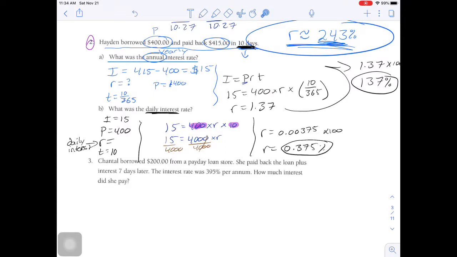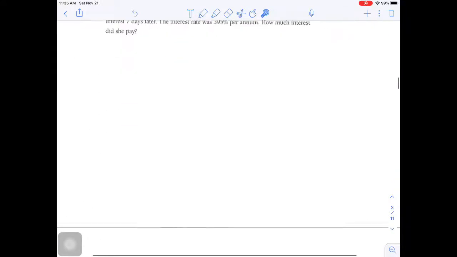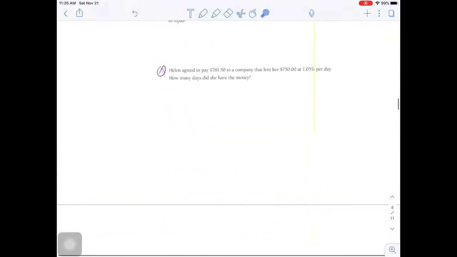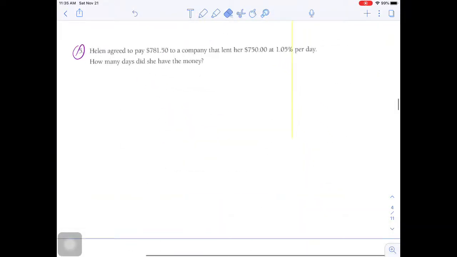Okay, so remember, in this formula, for T, you have to think about what R is. Is R daily? Then we should talk about T in days. Is R yearly? Well, if we're talking about days, we need to figure out what fraction of a year that is, and so on and so forth. Okay, let's try out another question. Let's try out number 5 here.